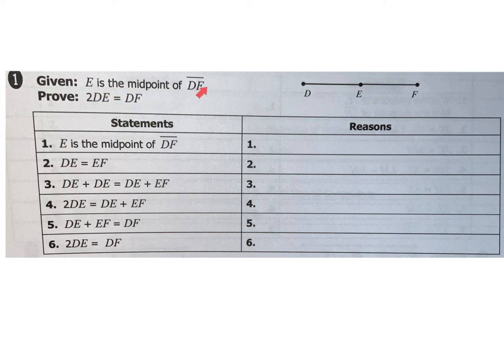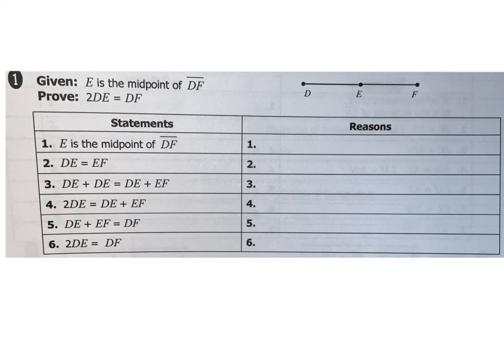This given will always be your first step. Sometimes they'll give you several things and maybe you break that given up into multiple steps. But you'll notice this exact verbiage here is your first statement: E is the midpoint of DF. And so when that is the case, what is your reason? Why can they tell you that? Because it was given.